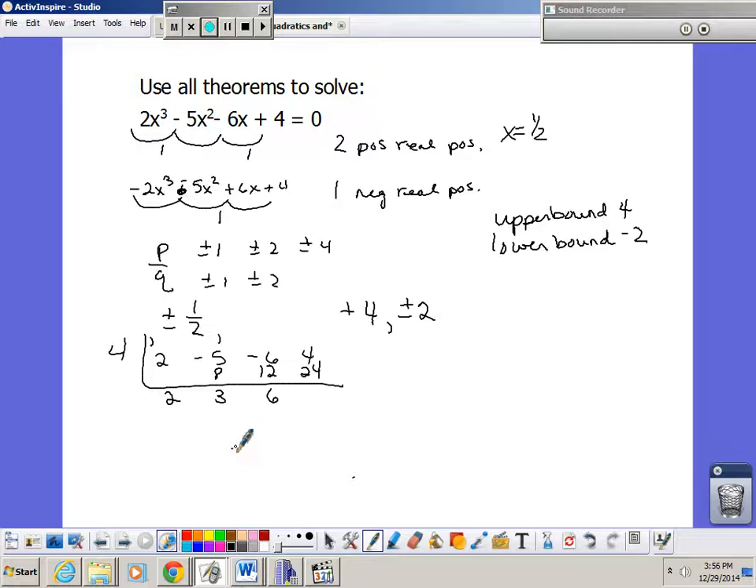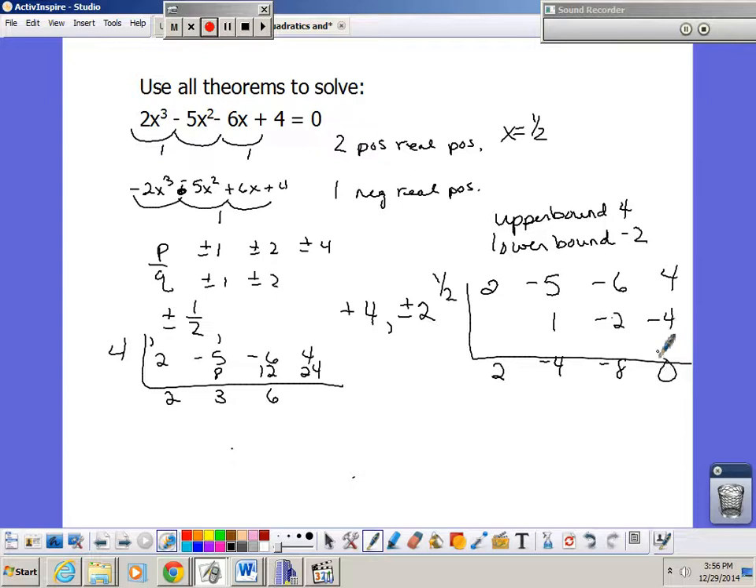So, what do I do? I take 2, negative 5, negative 6, and 4, and I divide it by 1/2. So 2, 1, negative 2, negative 8, negative 4, 0. And remember, every time I divide, I lose 1 power. So this is x squared, x, and negative 8. So I have 2x squared minus 4x minus 8 equals 0. I can pull out a 2, get x squared minus 2x minus 4 equals 0.